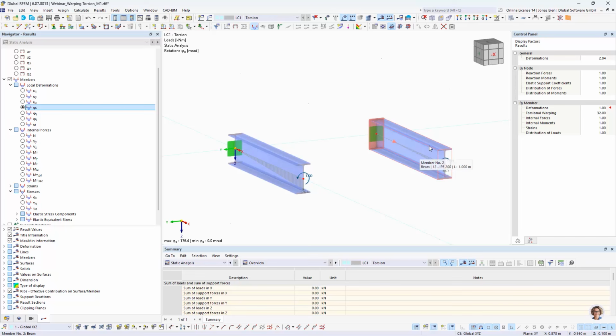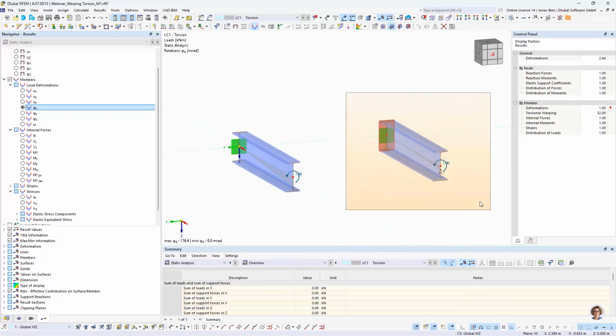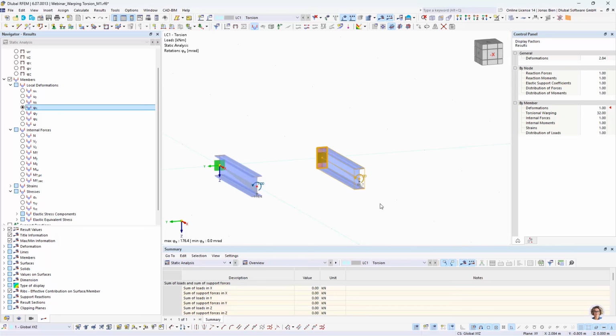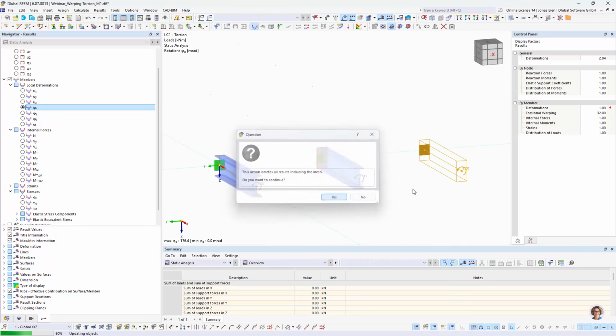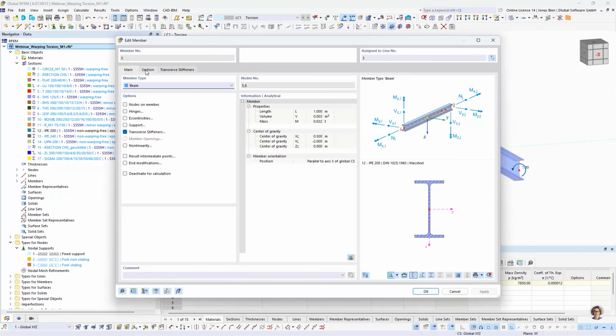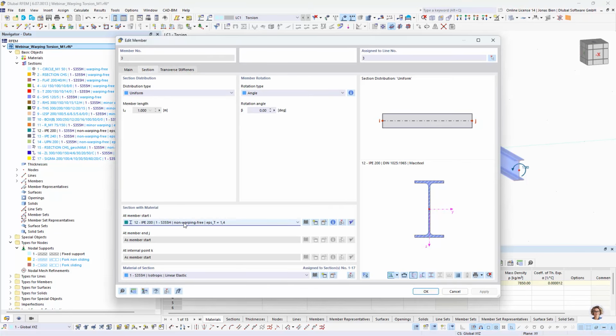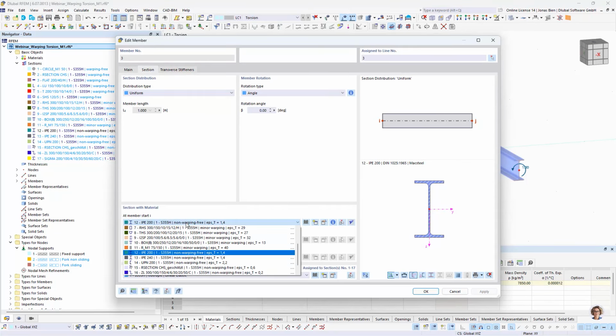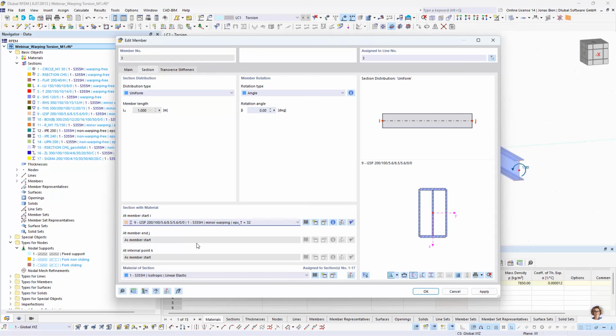So we needed a member that is non-warping free, and we needed a warping restraint. So let's check what we have just learned about the different section types and add 2 additional cantilever beams with a warping restraint. We can keep that. But now we actually want to swap the sections for those additional members. And I want to model a section with minor warping.